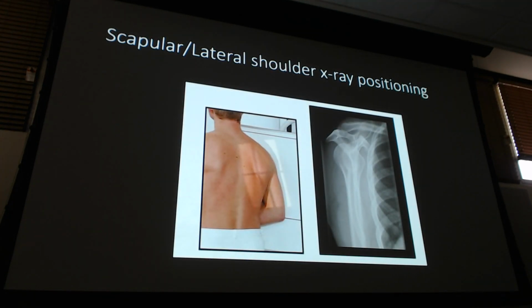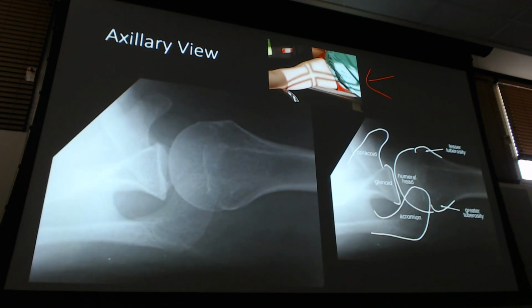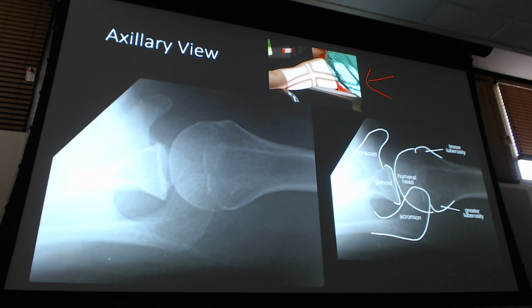Does that make sense from a positioning standpoint? An AP is enough to tell me, oh, that's down here, I think it's dislocated. But I don't know where unless I have a scapular Y or what's called an axillary view, which we will also see. Which is right here. So this is your axillary view.